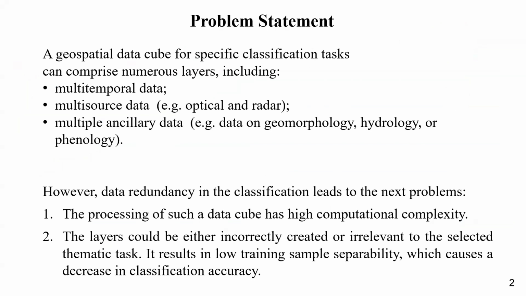The input data for land-cover classification is presented in the form of Geospatial Data Cube. For specific classification tasks, the cube can comprise numerous layers, including multi-temporal data, multi-source data like optical and radar, and also multiple ancillary data. For example, data on geomorphology, hydrology, or phenology. So such a cube could be redundant.